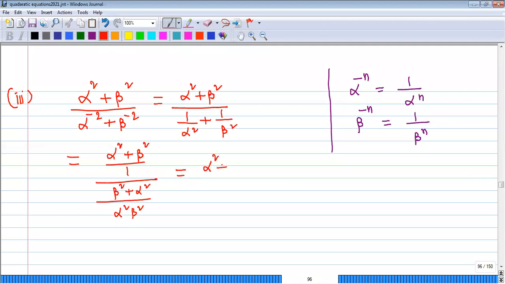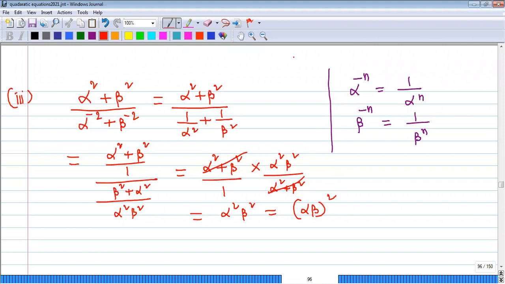This can be simplified: alpha square plus beta square upon 1 multiplied with alpha square beta square upon alpha square plus beta square. Alpha square plus beta square, alpha square plus beta square will cancel. So we have alpha square beta square. This we can write alpha beta whole square. What will we get in terms of a, b, c? What does alpha beta stand for according to our problem? C upon a. Yes, c by a whole square. We get c square upon a square.